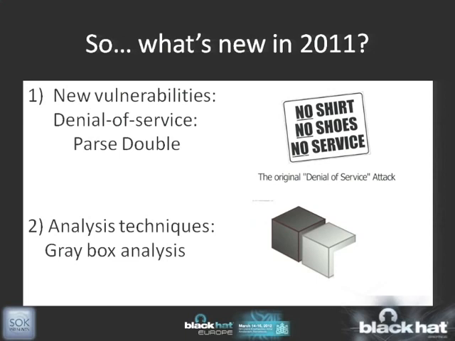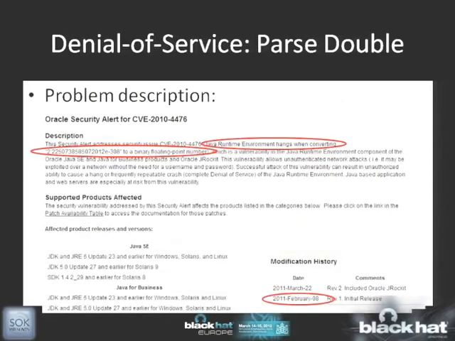I'll dive deeper into gray box analysis as an example of how new analysis techniques can find more of the same. So in short, in 2011, you can have new vulnerabilities and new ways of assessing applications. So let's start with the first one. It's the denial of service parse double one.